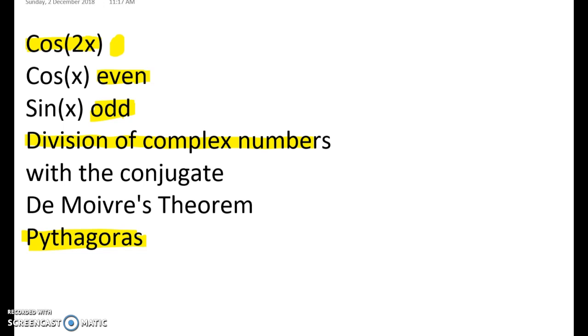The next thing is the idea of an even and odd function. That comes up quite late in the problem. How to divide complex numbers is important. We're also going to use de Moivre's theorem. And the kind of weird thing that really helps in this question is Pythagoras. And Pythagoras linked in with the trig identity.